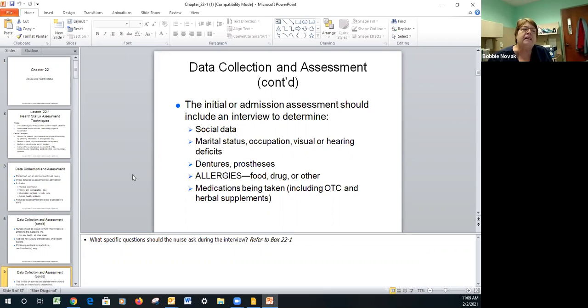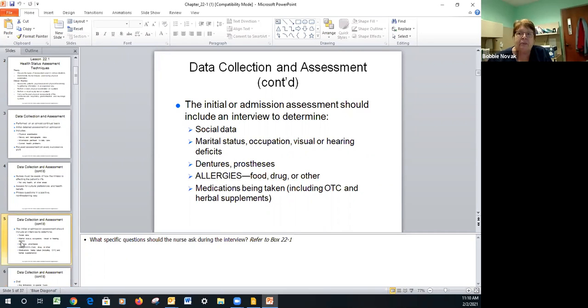So your initial assessment is going to include social data, their marital status, their occupation. It's going to check to see if they have anything that comes out like dentures, prosthetics, artificial eyes, hearing aids, all that stuff. Always check for allergies on your initial assessment and every other assessment after that, okay? And make sure that your chart is labeled that there are allergies. We would need to know what kind of medication they're taking so that we can reconcile the medication list that they had with what they're taking now.